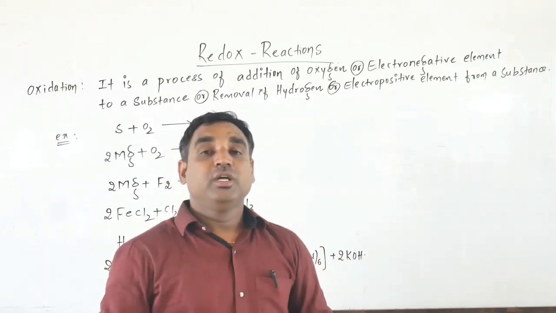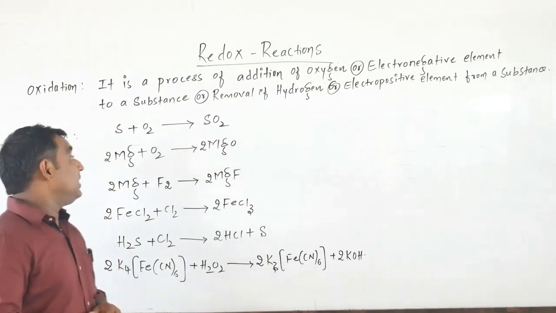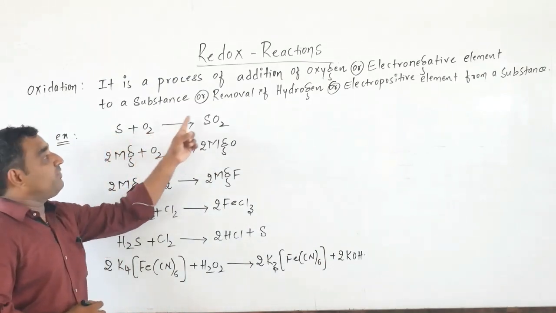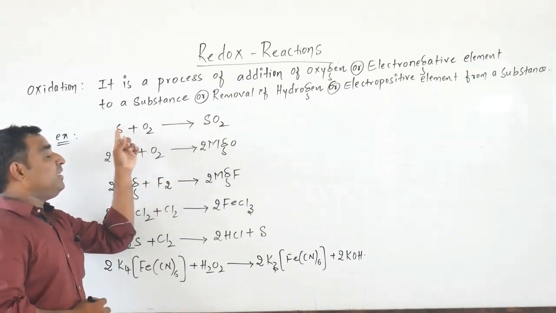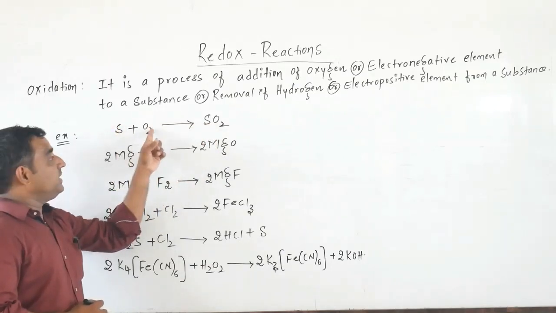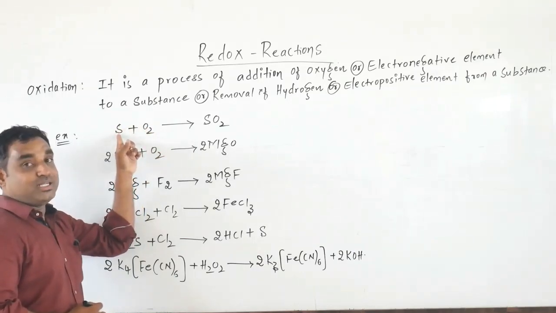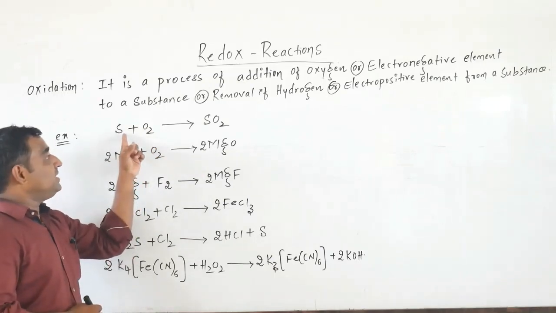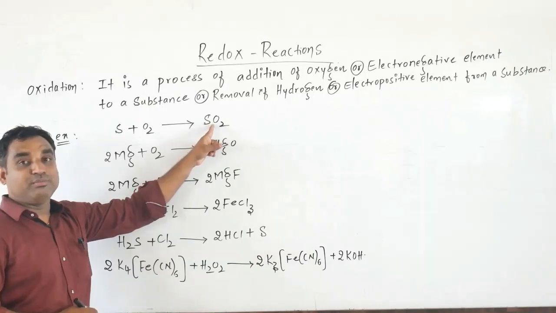So now we will discuss some more examples regarding this one, and the first one is: sulfur reacts with oxygen, sulfur dioxide is formed. Here the oxygen is added to the sulfur. It means sulfur is oxidized by the addition of oxygen. Now sulfur dioxide will be formed.